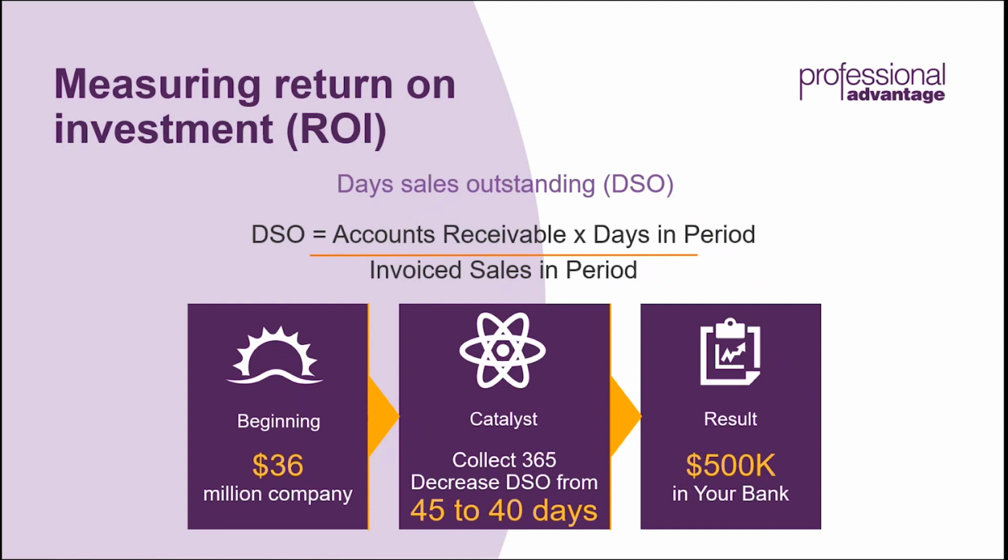So the example I have here, just highlighting for simplicity reasons, let's say you're a $36 million company today. That's roughly $3 million a month or $100,000 a day. Let's say you implement Collect 365 using it as a catalyst to decrease your DSO. Let's say within the first year of using the collections module, you've decreased your DSO from 45 days down to 40 days. So simply down by 5 days, that would result in another $500,000 in your bank account.